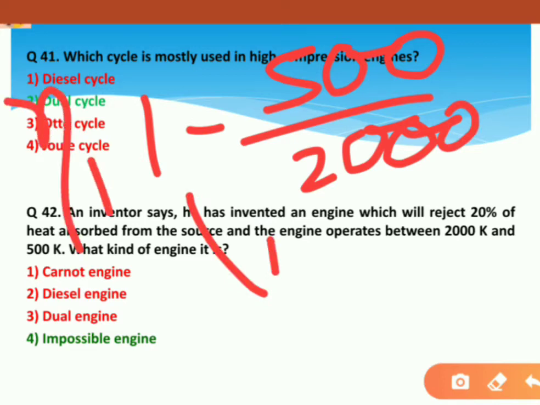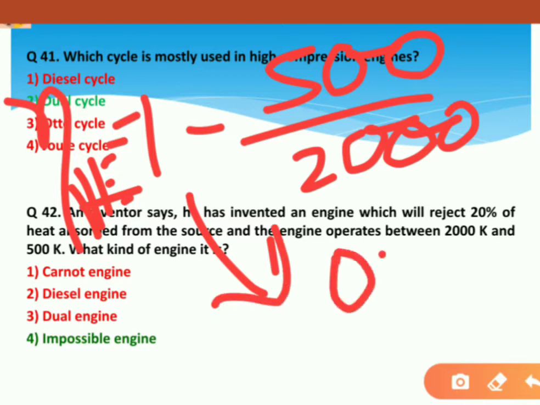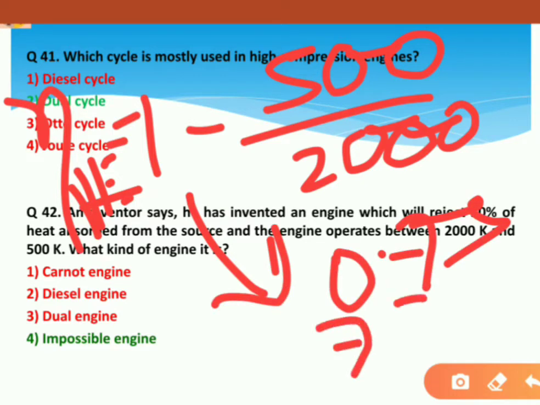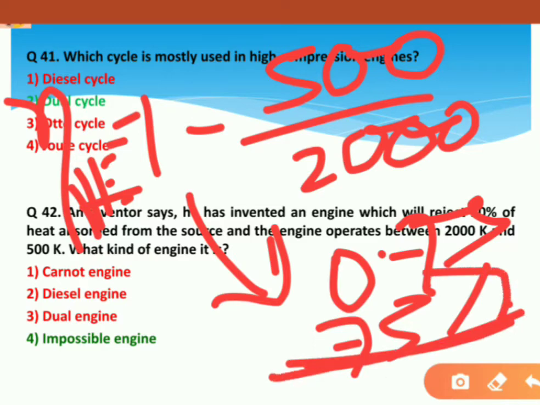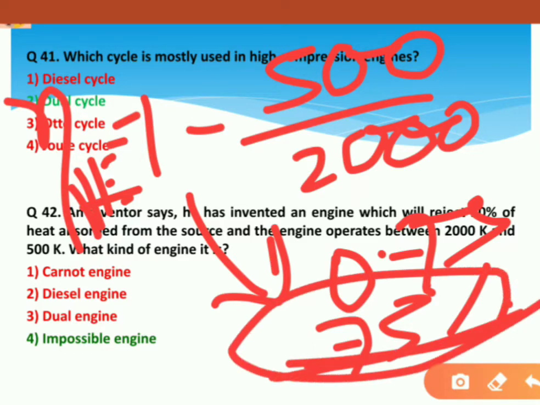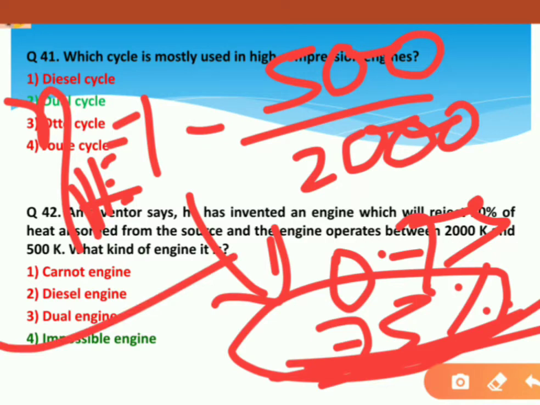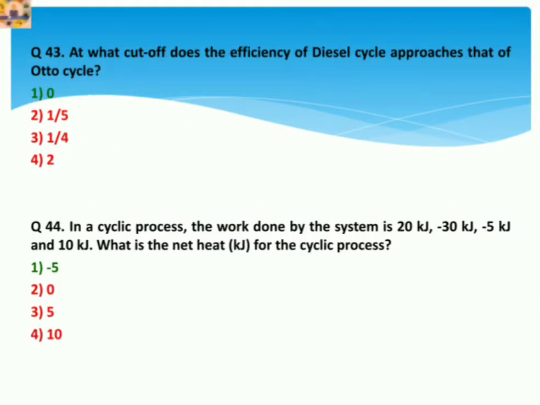Ultimately the efficiency of that heat engine we will get is 0.75 or 75%, which is actually impossible for any heat engine. 70% efficiency is quite high. Even for a reversible engine, efficiency will be around 60% maximum. So it's a very high efficiency. So here impossible engine, option 4, will be the correct answer. Let's proceed to next question 43.